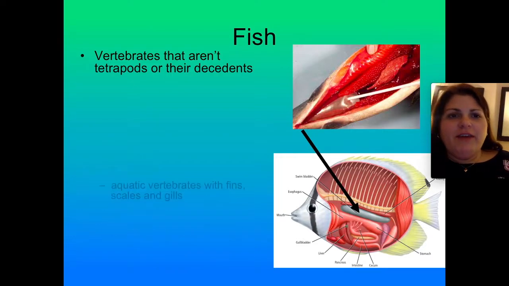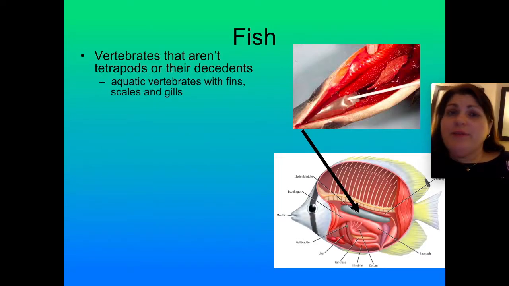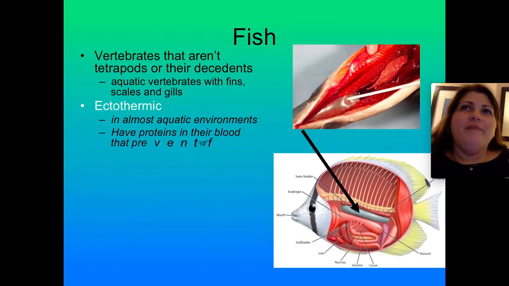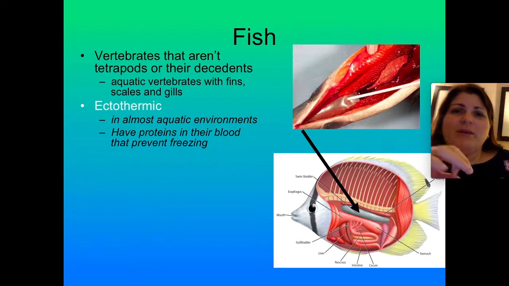Another way of looking at fish is that they are aquatic vertebrates with fins, scales, and gills. So let's talk more about that. First, they are exothermic. Of course, that means that they're cold-blooded, which allows them to live in most aquatic environments. However, life in really cold water can be tough. So consequently, they have proteins that act as antifreeze in their blood to help prevent them from freezing during really cold water.